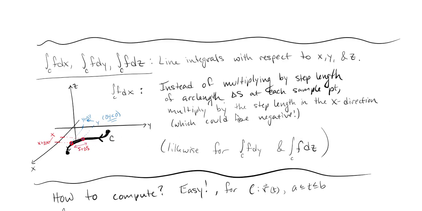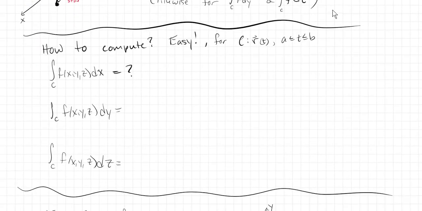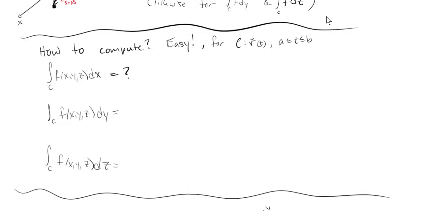Right, so this is the basic idea. Instead of multiplying by ds, we're multiplying by the little amount of steps in the x direction, which can be negative, or the y direction, or the z direction. And how do we compute these? It's going to be extremely simple. Just remember we're referring to the usual setup. We have a contour C given by parameterization R of t from A to B. Let's again just think of these as having component functions x of t, y of t, z of t.